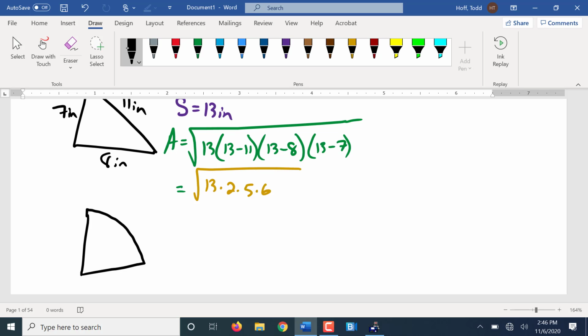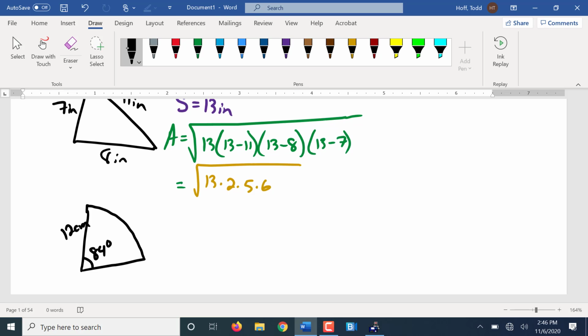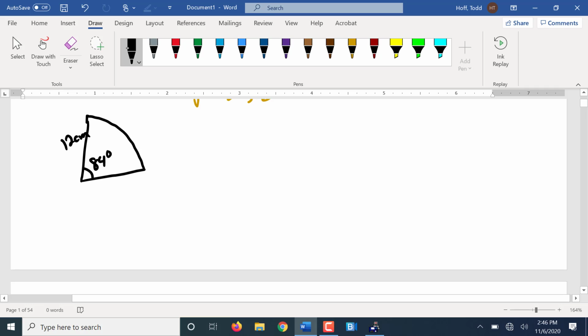Then you said number 2? Number 2 is the little wedge of the circle, the sector. What's the angle on that, 84? And what was the radius? 12 centimeters, okay. So to find the area of a sector, we start out finding the area of the whole circle.